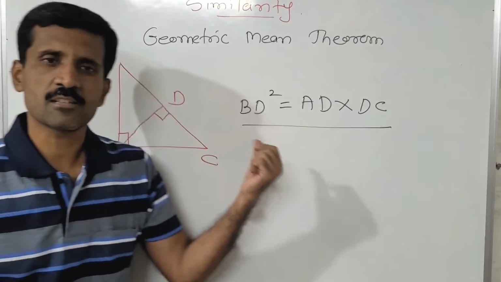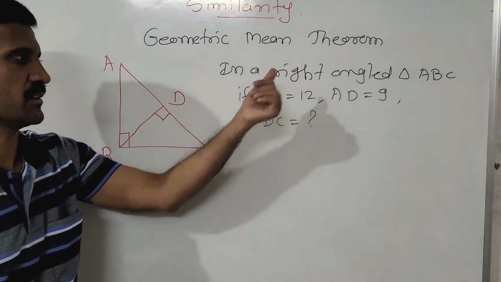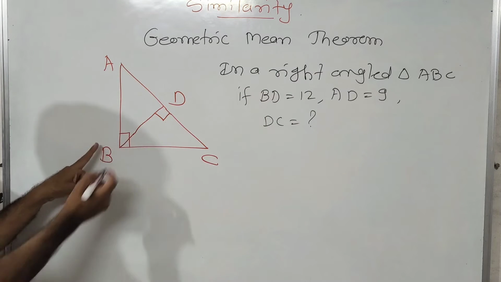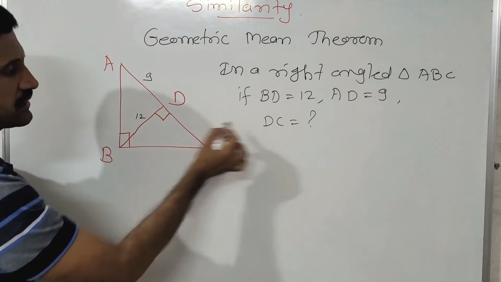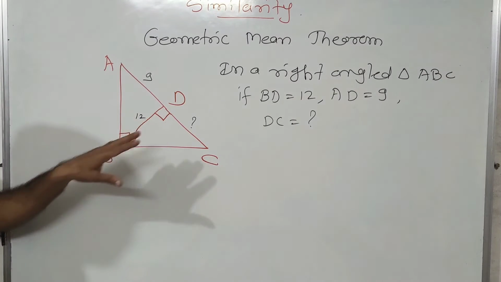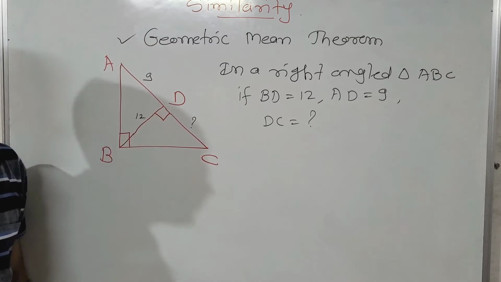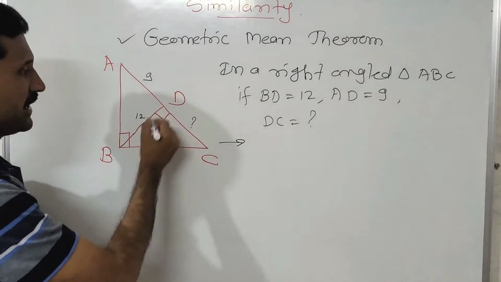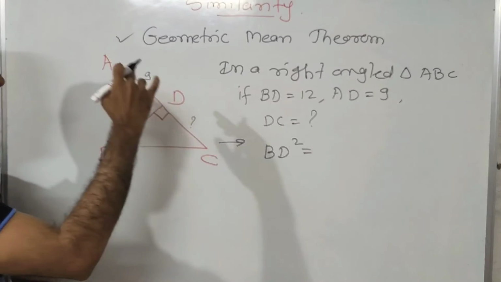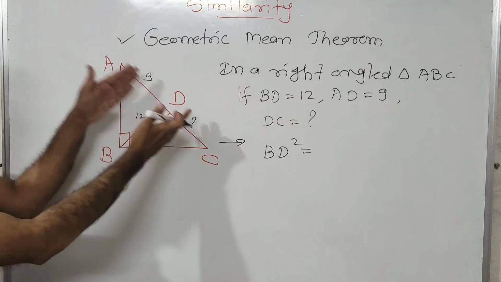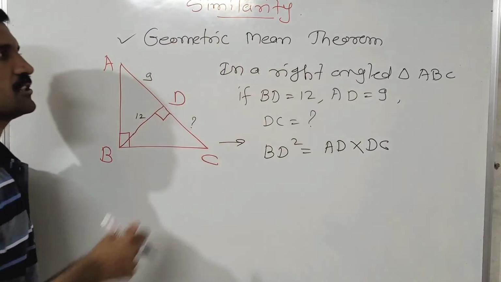Now again, to illustrate this, let us solve an example. So this is the question which is based on the geometric mean theorem. In a right angle triangle ABC, if the length of segment BD is 12, length of AD is 9, from that we have to find DC. So as this is a right angle triangle and here BD is perpendicular drawn on the hypotenuse, we can use the geometric mean theorem. And by that geometric mean theorem, we can write BD square is equal to the remaining 2 sides into which the hypotenuse is divided, AD and DC. So we should have BD square is equal to AD into DC, and this is by the geometric mean theorem.